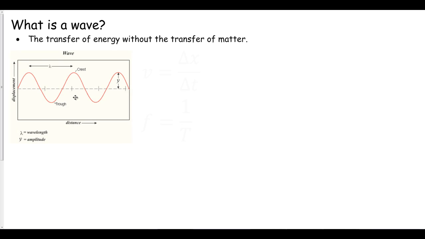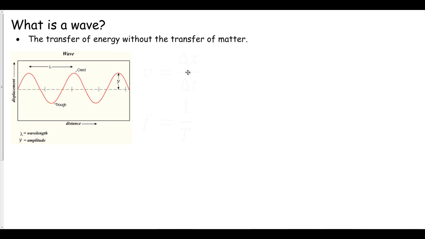The parts of a wave include the crest, which is the top part of the wave, and the trough, which is the bottom part of the wave. You also have the amplitude, which is the distance from the middle point of the wave, and the wavelength, which is measured from crest to crest or trough to trough. The wave itself we've seen in the lab that preceded this video.